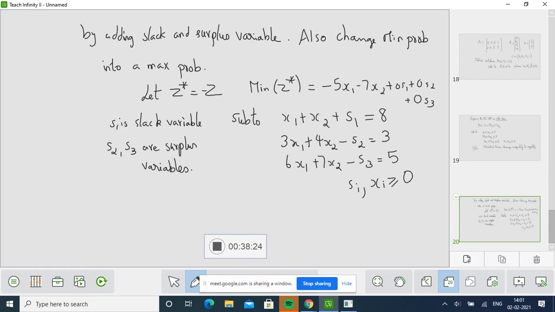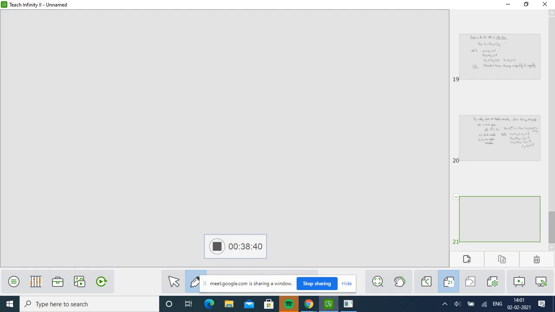One more last problem for today. Can I move the slide? Find all the basic solutions to the following problem.